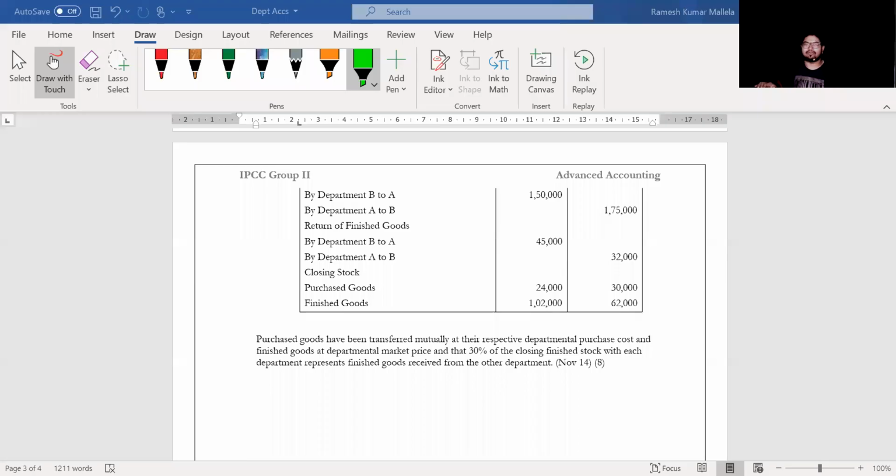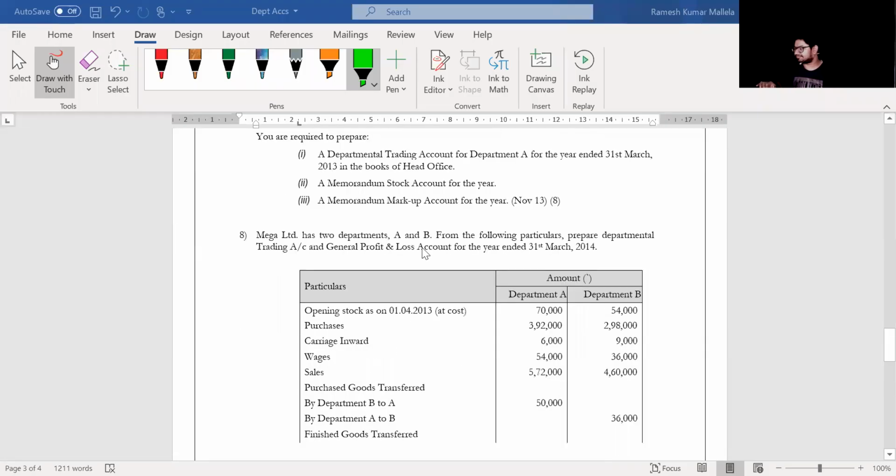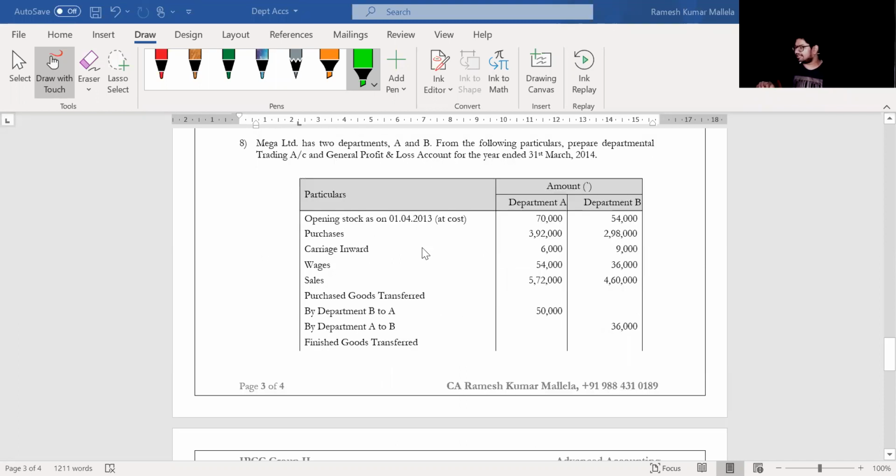All right. So let's start our discussion again. So let's move to the last problem in department accounts. I'll share the question on the screen. You can see that.